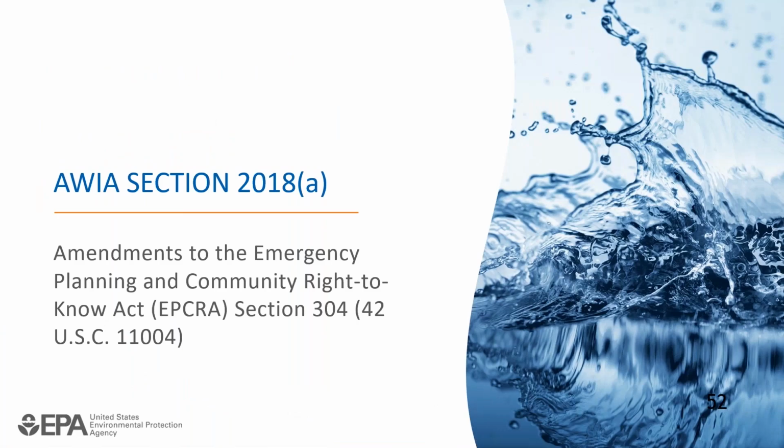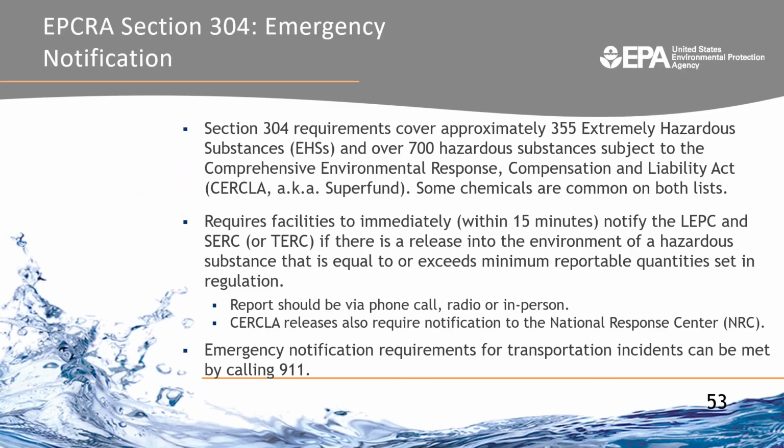All right, so now let's talk about EPCRA Section 304 and the amendments that Section 2018 of AWIA make to it. First of all, what is EPCRA Section 304? The 304 requirements cover 355 extremely hazardous substances, EHSs, and over 700 hazardous substances that are subject to the Comprehensive Environmental Response, Compensation, and Liability Act, or CERCLA, which is also known as Superfund. That is also a long act title.